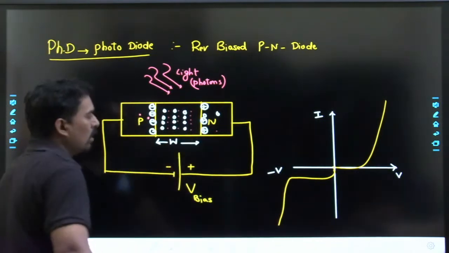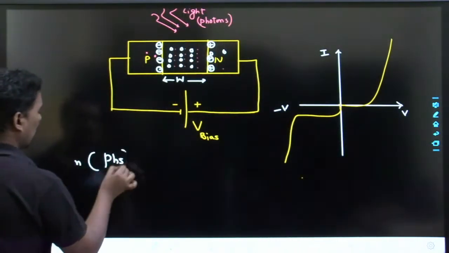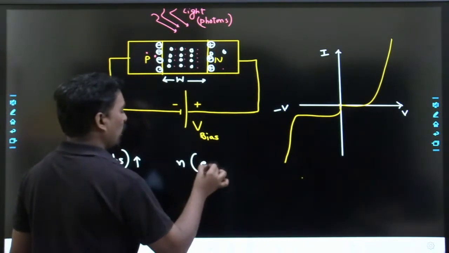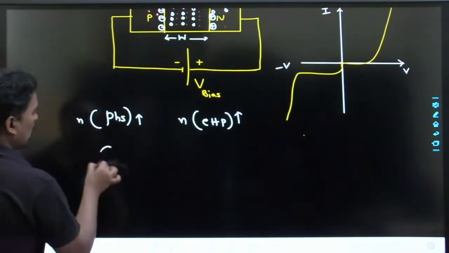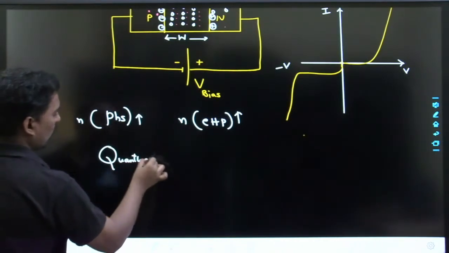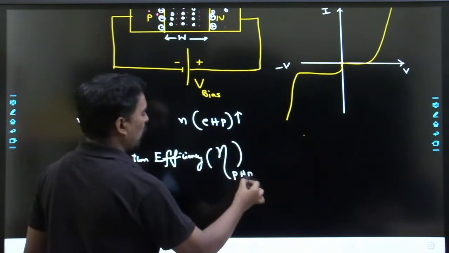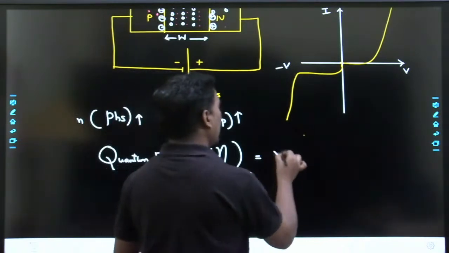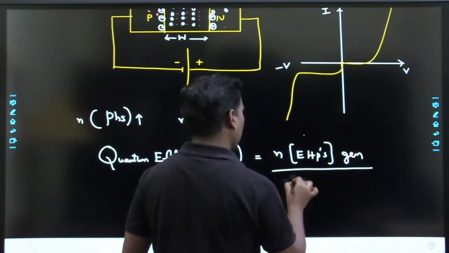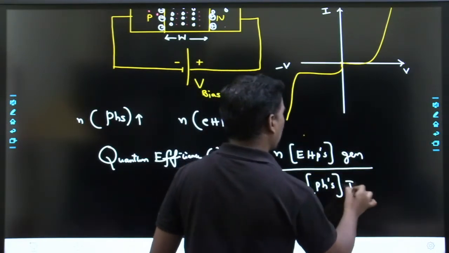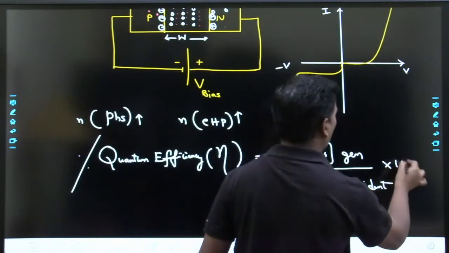Photons are hitting, and electron-hole pairs (EHPs) are prepared. As the number of photons increases, the number of electron-hole pairs also increases. That's the photodiode's quantum efficiency. Quantum efficiency of the photodiode is defined as how many EHPs are generated by how many photons incident. If you take it as a percentage, it is going to become 100.